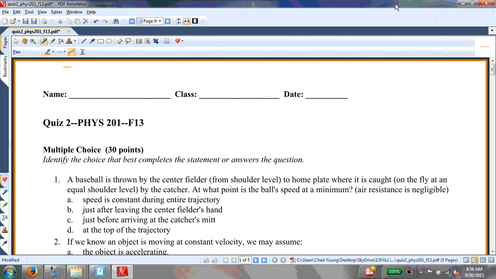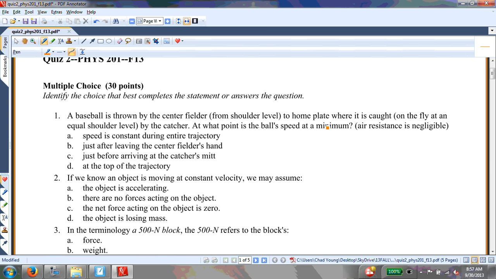All right, this is quiz 2 for Physics 201, fall 2013. Start with multiple choice. A baseball is thrown by the center fielder from shoulder over to home plate where it is caught by the catcher. At what point is the ball speed at a minimum?